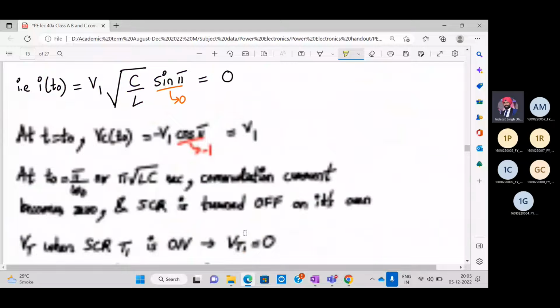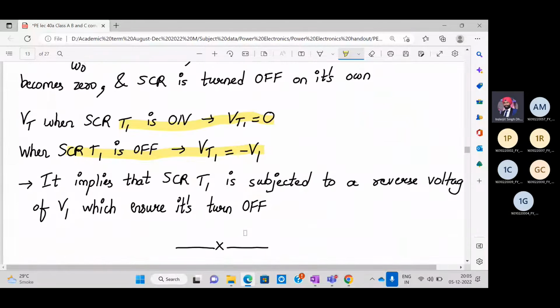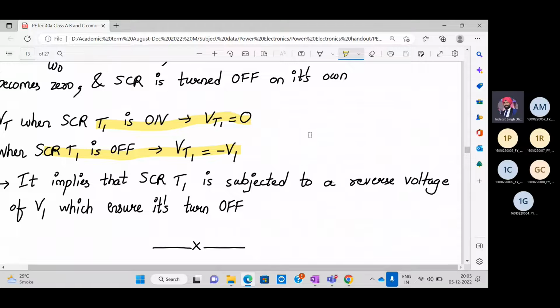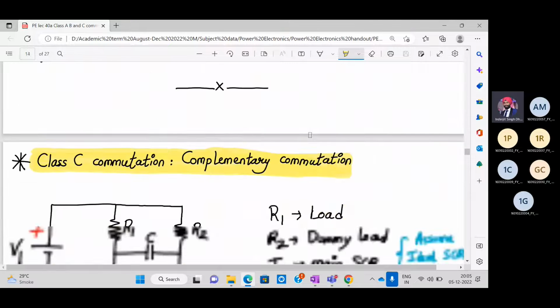Any doubt in this? Class A, Class B combination? Yeah, students, any queries? Hello? No, sir. Okay, you all have to go through them once.